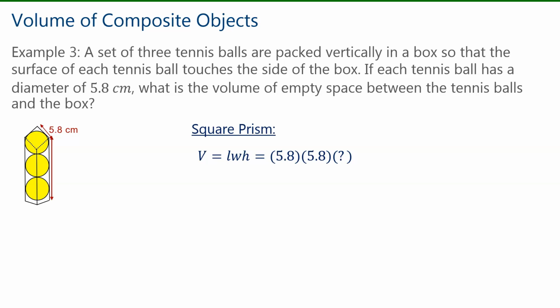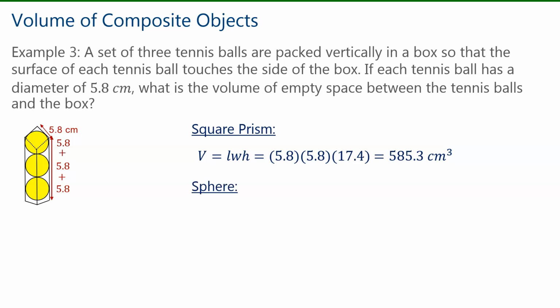Each tennis ball has a diameter of 5.8, so if we just add them together, then we would have our height, which is 17.4. So filling that into my equation, and then multiplying the three numbers together, I get that the volume of the box is 585.3 cubic centimeters.